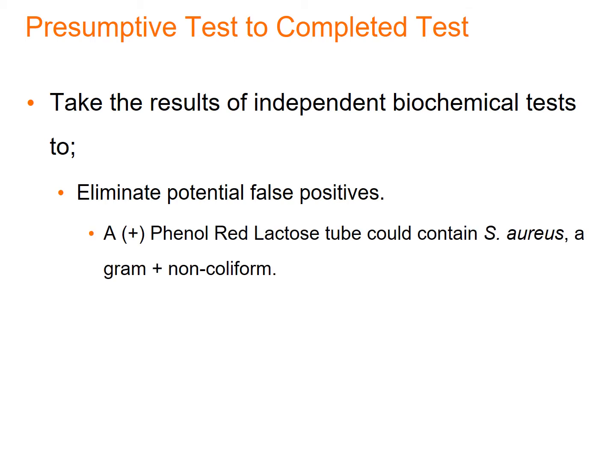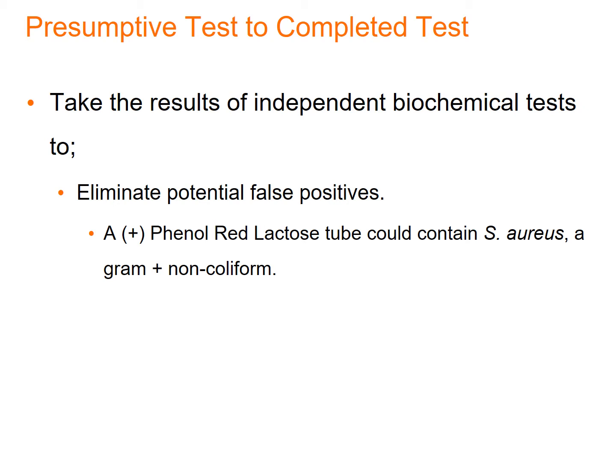So as an example, a positive result in the phenol red lactose tube, which was the yellow color, acid fermentation, and the production of gas, is indicative of E. coli. But it is also indicative of Staphylococcus aureus, which is a gram-positive non-coliform bacteria, which also produces acid and gas in the presence of lactose.